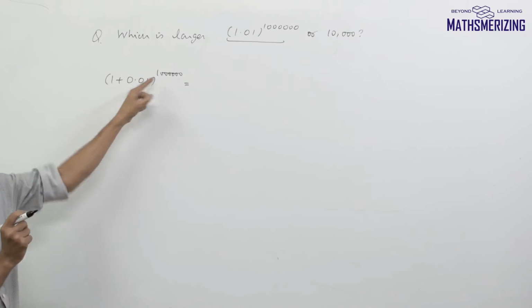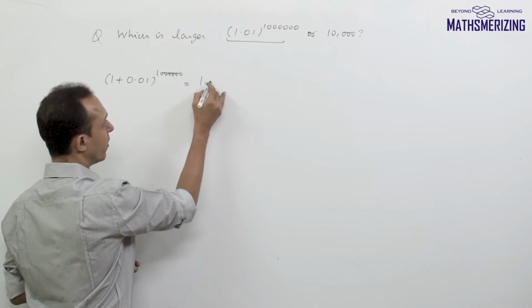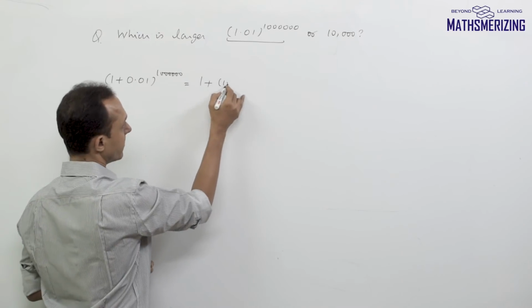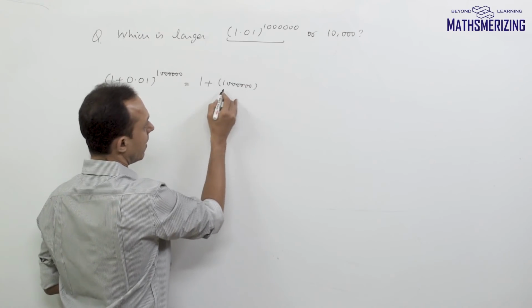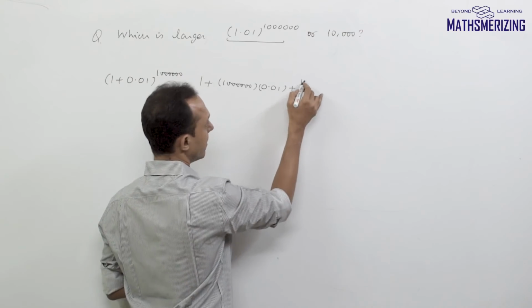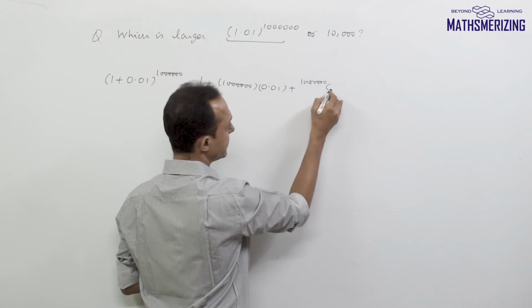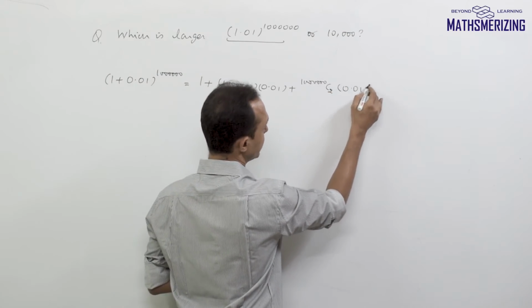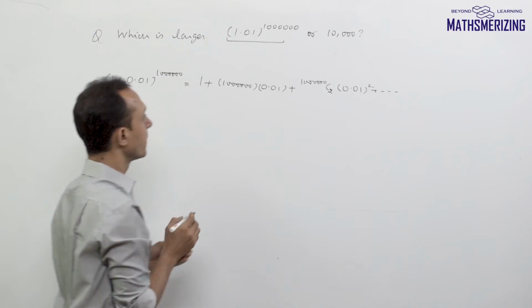So it is (1 plus x) to the power n. I'll write the first few terms. It will be 1 plus n, where n is 1 million, into 0.01, and then 1 million C2 into 0.01 squared, and we'll continue.